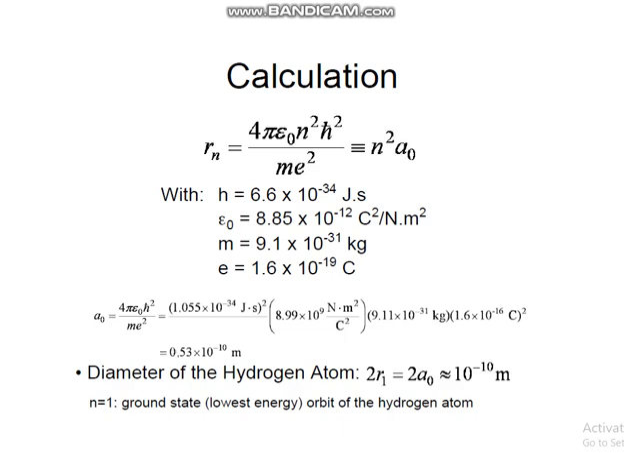And from the calculation we get a naught equals 0.53 into 10 to the power minus 10 meter, that is 0.53 angstrom. And the diameter of the hydrogen atom at n equals 1, the ground state, is given by 2 r1, that is 2 a naught, approximately 10 into 10 to the power minus 10 meter. It is the lowest energy state of the hydrogen atom.